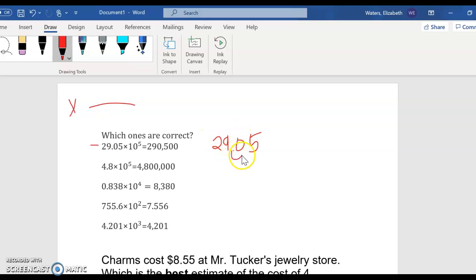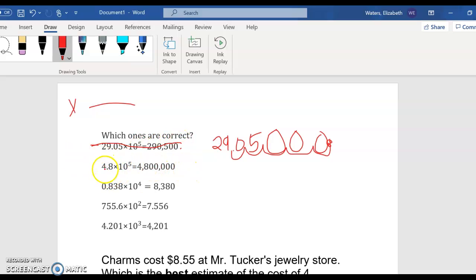So let's do that. 1, 2, 3, 4, 5. My decimal goes right here, and I'm going to put zeros in the empty spots. So now let's see if that answer matches this answer. 290,500, and then the decimal would be right here, whereas this one has one extra zero. So actually, this first one is incorrect. You're going to do that for each one.